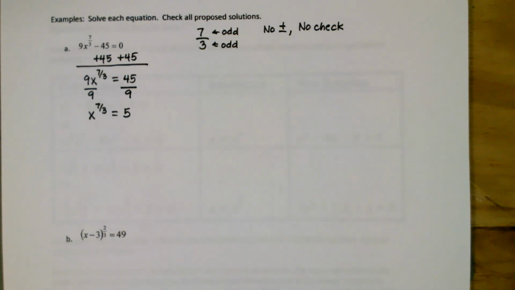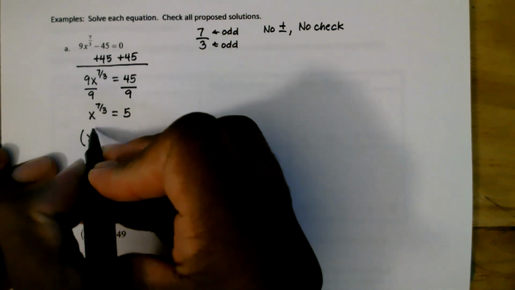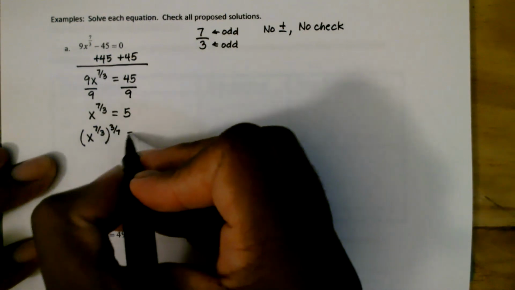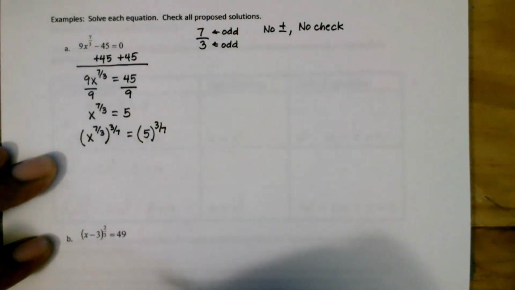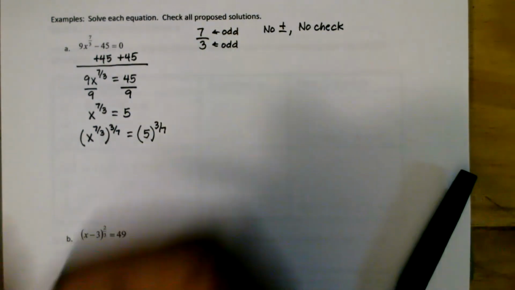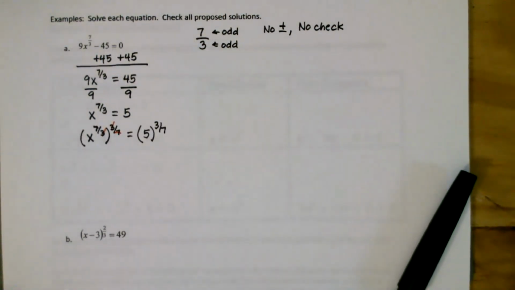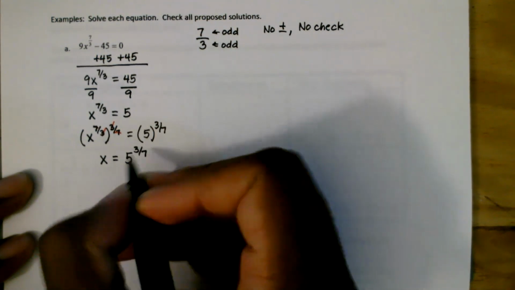Okay. So next, I'm going to raise both sides of this equation by the reciprocal of 7/3, which is in this case 3/7. So this will be raised to the 3/7 power, and then the 5 will be raised to the 3/7 power. And what will happen is the 7 and the 3's are gone. You'll be left with just x. That's equal to 5 to the 3/7 power.